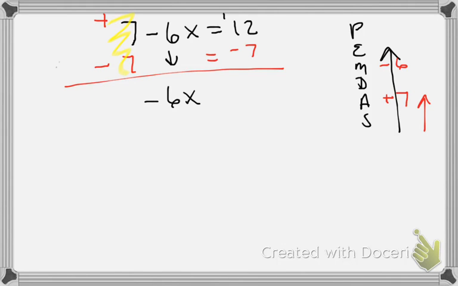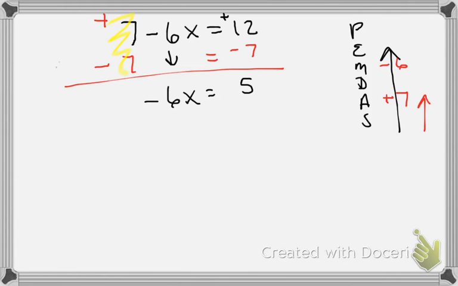Now, we were talking about this earlier, this is the watch out area, the lookout section. I'm looking at my signs. They're different. They're not the same. So different means subtract. So 12 minus 7 is 5. It's a positive 5 because the 12 is bigger than 7 and it has a plus on it.